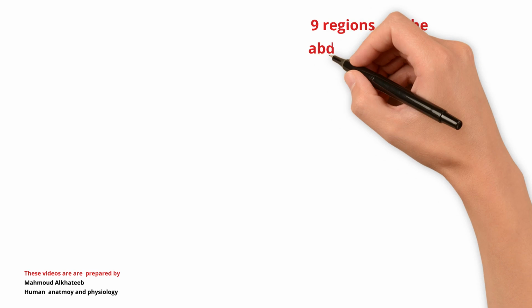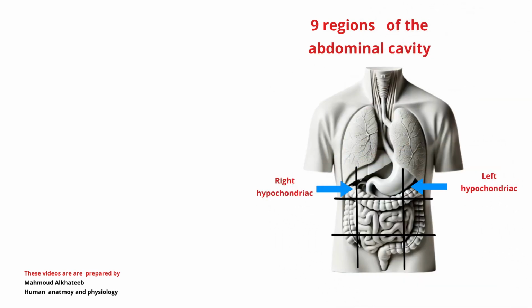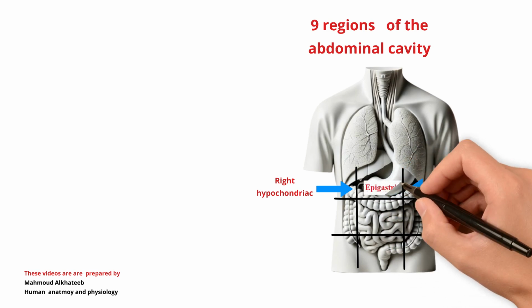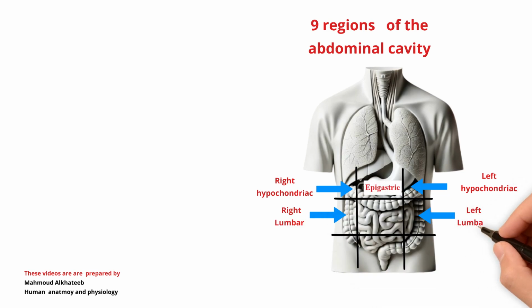On the other hand, the 9 divisions of the abdominal cavity are right and left hypochondriac, which are located at upper sides of the abdominal cavity, just under the ribs. Epigastric region, which is upper middle, at the stomach area. Right and left lumbar regions, which are located at the middle sides of the abdomen near the kidneys. Then, we have the umbilical or central region, which covers the small intestines.